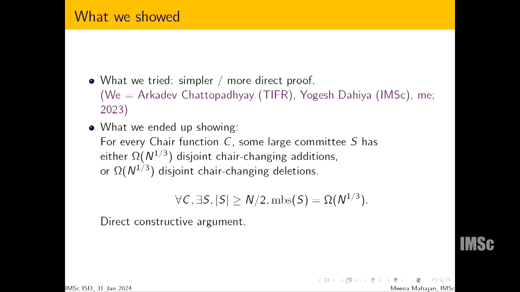We did not quite succeed. But we succeeded in showing something which is similar but different. We showed that no matter what chair function you have, there will be at least one committee which is large, and in which there are cube root of n monotone blocks which change the chair. Either all cube root of n of them are additions or all of them are deletions. This was not implied by the previous result. This we could prove by an extremely direct constructive argument. I'm very proud of the kind of direct argument that Yogesh came up with.